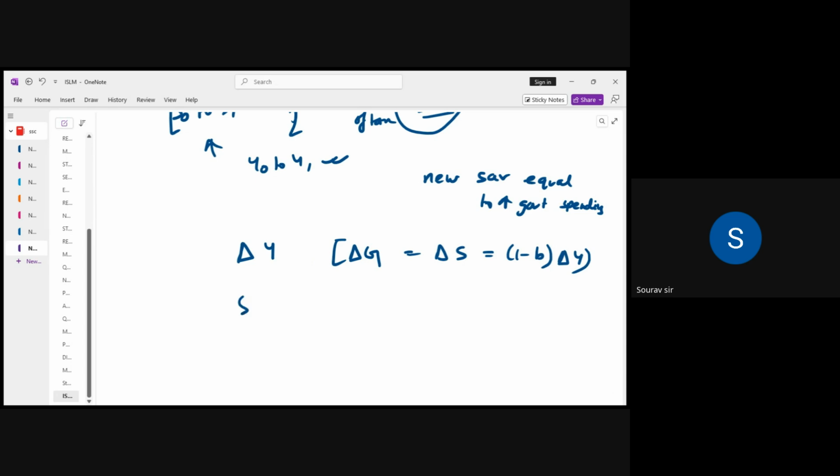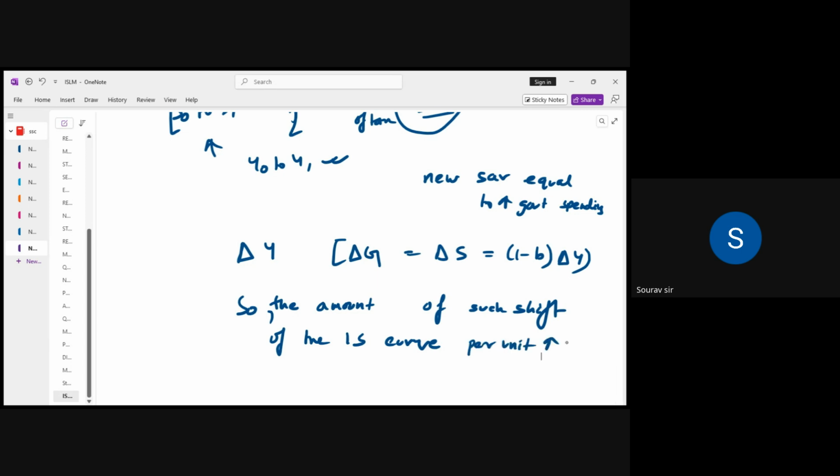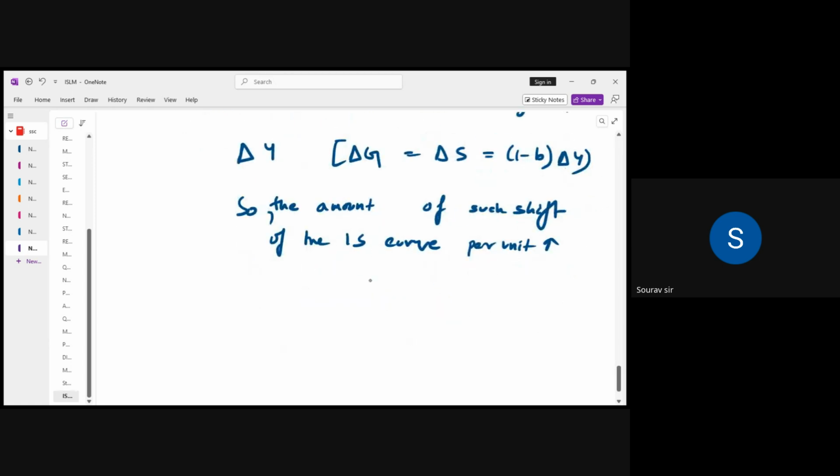So the amount of such shift of the IS curve per unit increase in G will be 1 by 1 minus B, the autonomous expenditure multiplier. Then E bar, what I mean by that, is del Y, that is Y1 minus Y0, which is del G times the multiplier I told you.